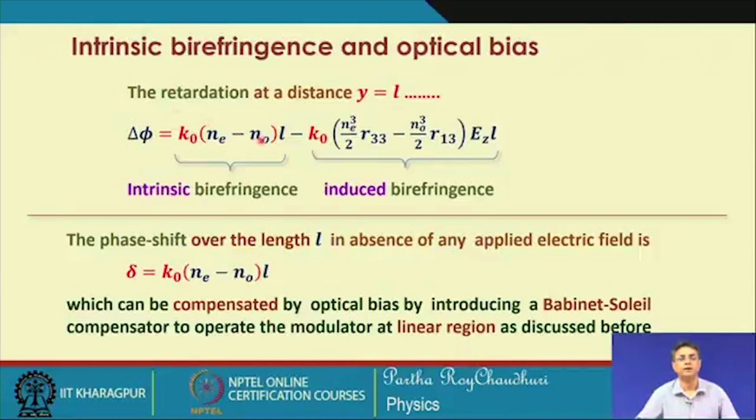So, this part has to be compensated for by changing the operating point, shifting the operating point for linear operation, whereas this part is the voltage-induced birefringence. So, the phase shift over a length L in the absence of any field has to be compensated by optical bias, the thing that we have already discussed in the case of the KDP crystal. You may have to use a compensator, a Babinet-Soleil compensator, to operate the modulator in the linear region.